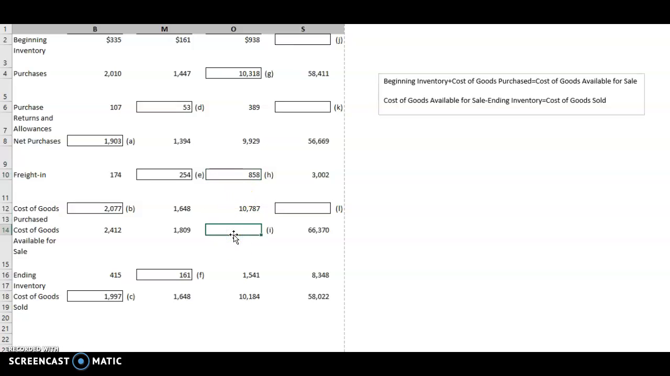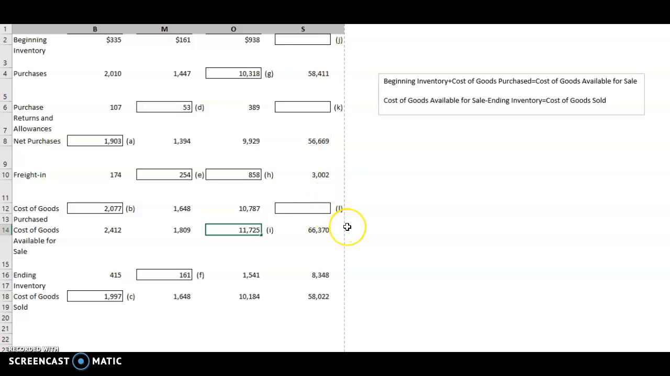Now we're finding the cost of goods available for sale. So when we do this, we want to take our beginning inventory, which is 938, and add the cost of goods that have been purchased, 10,787. And that gives us a total of $11,725. So moving on to company S, we're going to work a little bit backwards here.